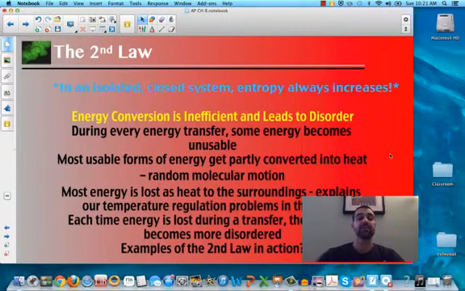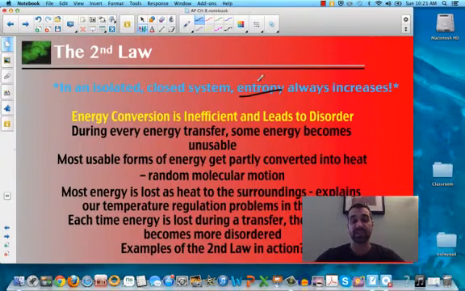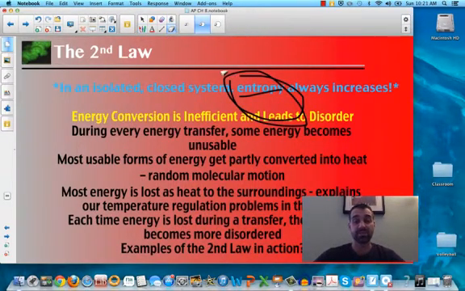The second law is saying simply this: because energy conversion is inefficient and it leads to disorder, the disorder in our universe is always increasing. Entropy is always increasing in the universe. Always, always, always.